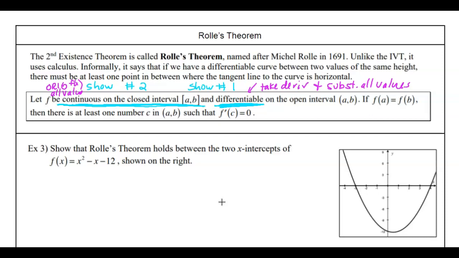So then the third part you also want to show. So this is what Rolle says. It says if you have 2 y values that are the same, so like here's f of a and here's f of b, okay? Actually, let me just draw it on its own thing.